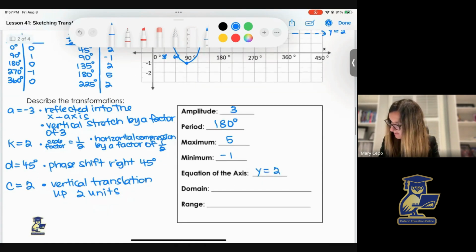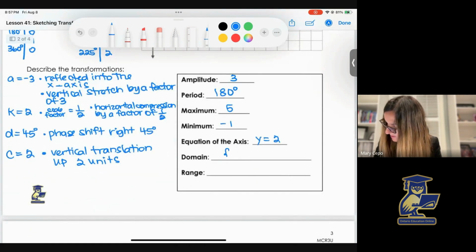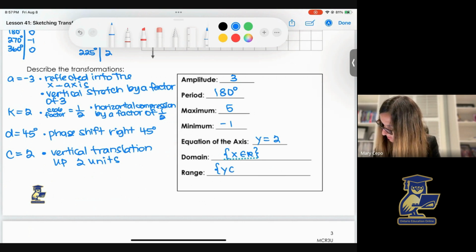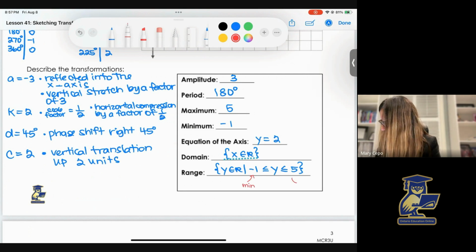And the domain, again, we're doing that one cycle, or maybe it doesn't give us our restrictions. So we just had to graph one cycle, but it does keep going and going. So x is an element of the real numbers. Range, however, y is an element of the real numbers, but it has to be greater than -1 and less than 5. Okay, so keep in mind this is always going to be your min. So greater than your min, less than your max.